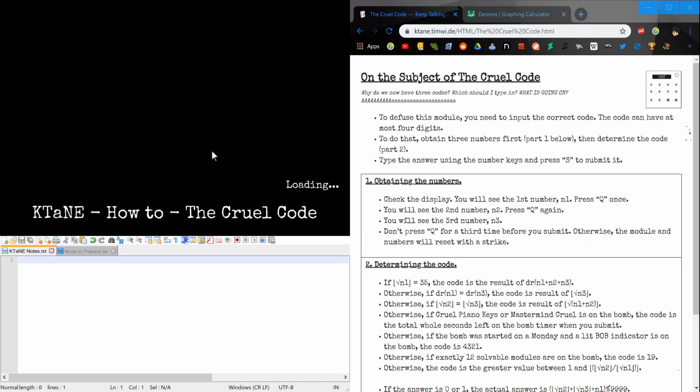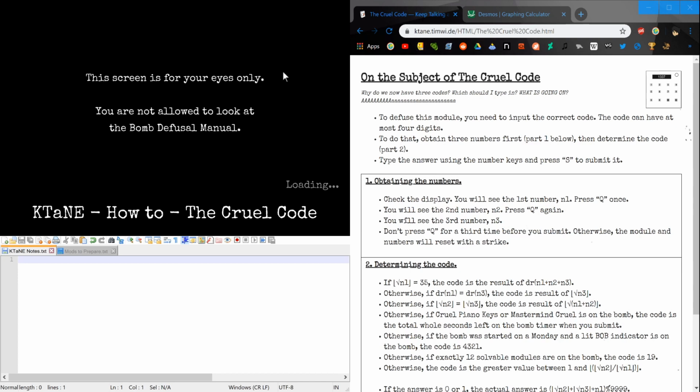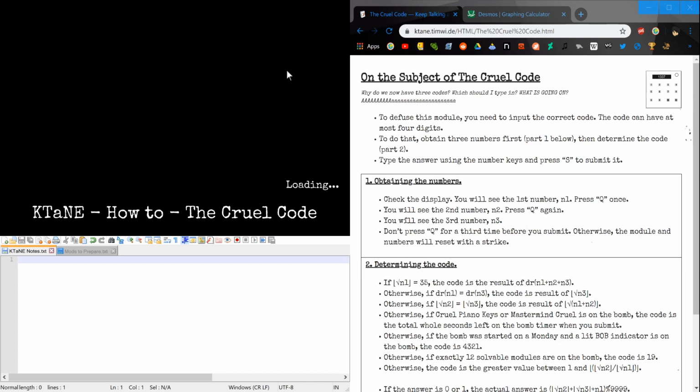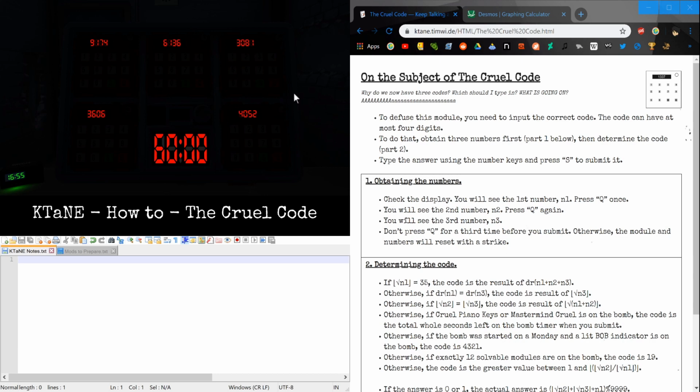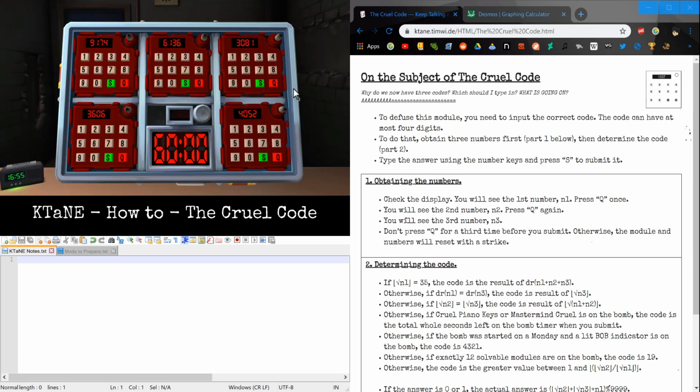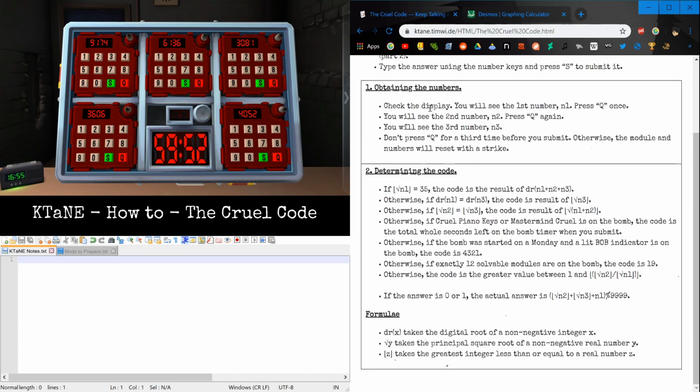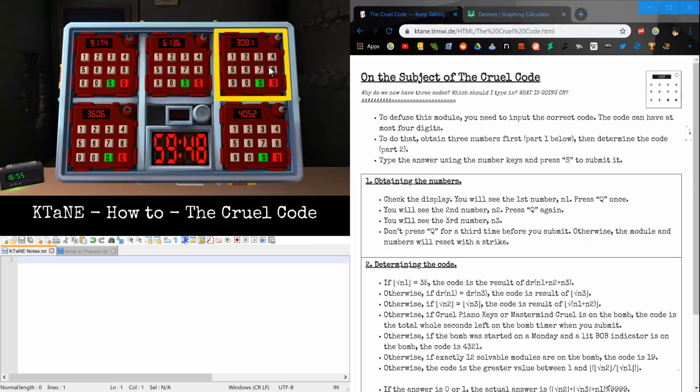In this tutorial we're going to be looking at the cruel code module. So this module has a little bit of interesting history. It was first released in March 2018 and was then taken off the workshop in August 2018, for reasons that I have no idea why. However, recently it has been re-added to the workshop and it works just like it did before. However, there is one more rule that has been added in its updates. So we're going to go through this module.